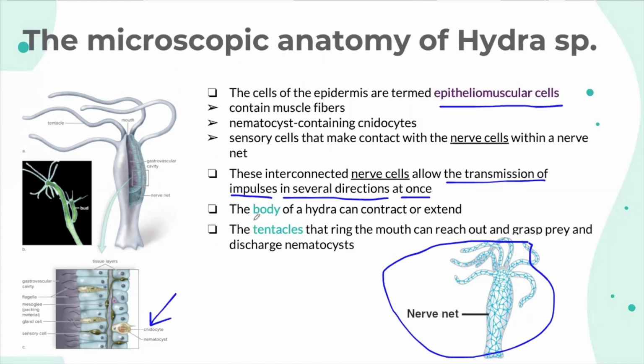The body of hydra species can contract, and also can extend. The tentacles that ring the mouth can reach out and grasp prey and discharge nematocysts. So these are the tentacles, and this is the mouth of hydra species. It can reach out and grasp prey and discharge nematocysts from the tentacles.